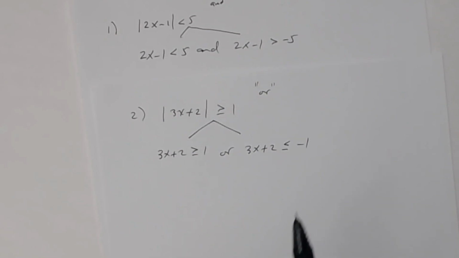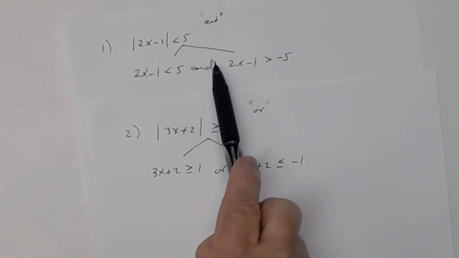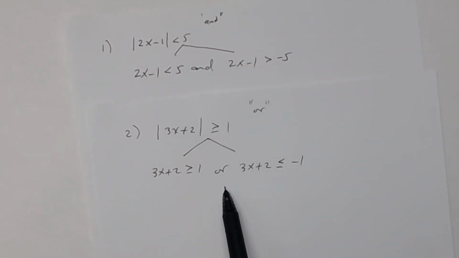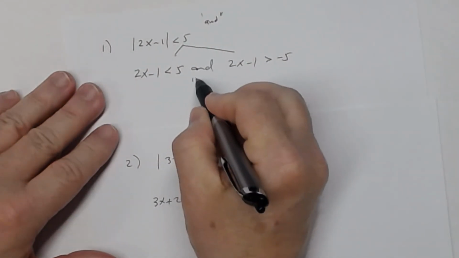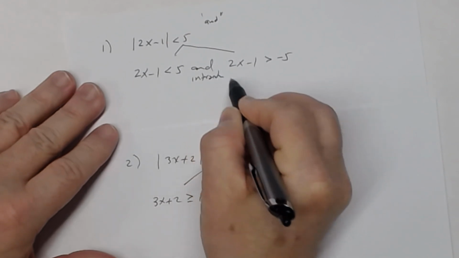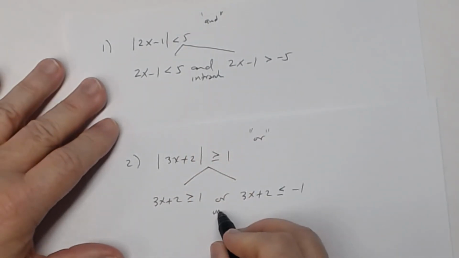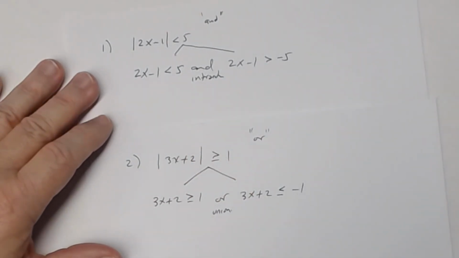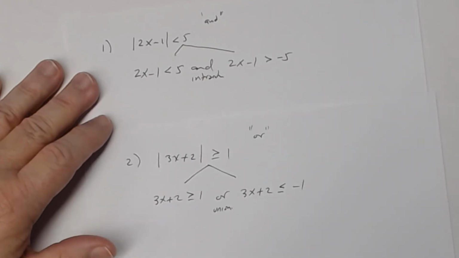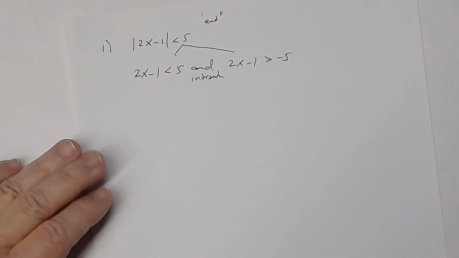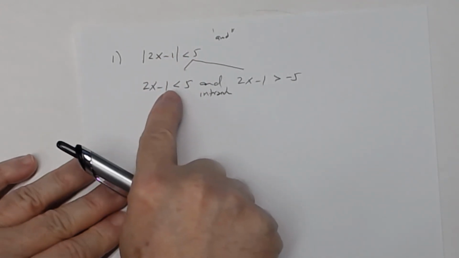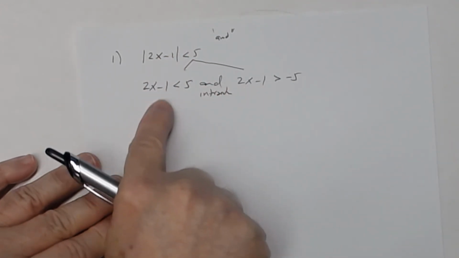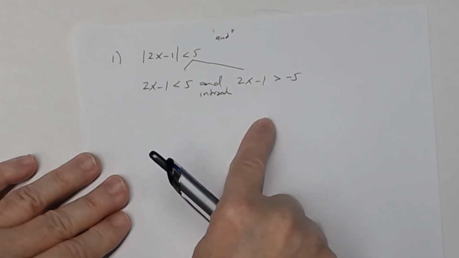All right, so remember, less than use an and statement, greater than use an or statement. And remember, and means intersection. Or means union. Okay, now let's go back to number 1. So to solve this absolute value inequality, we're going to solve each of those individual linear inequalities.